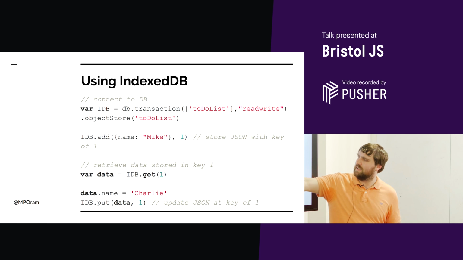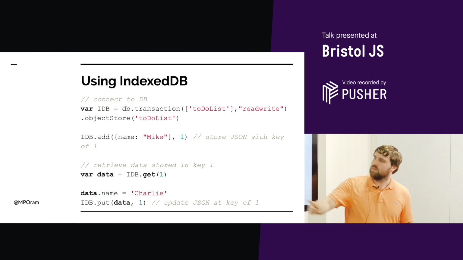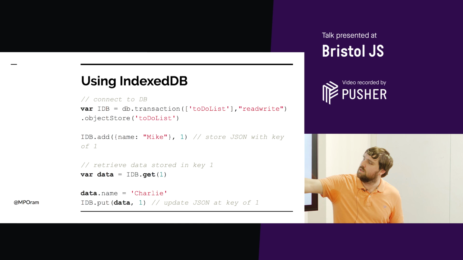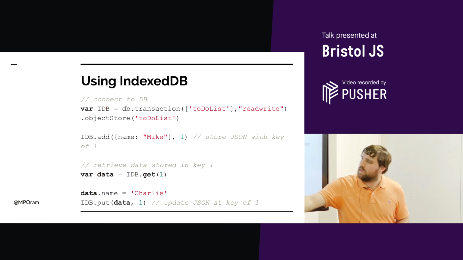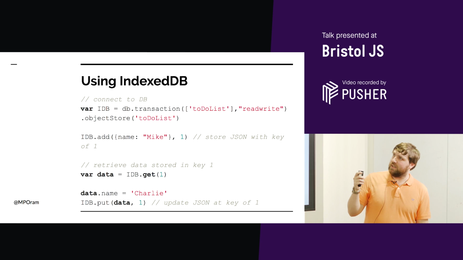And then in addition to get, we've got the put, so updating essentially. Here I've just changed the name of the data that I just got back out and then called put with the key of 1, and that just updates that row for us. So fairly simple to use.